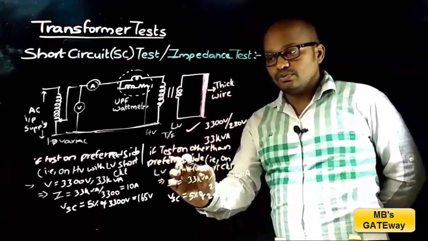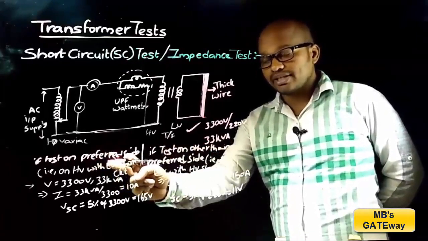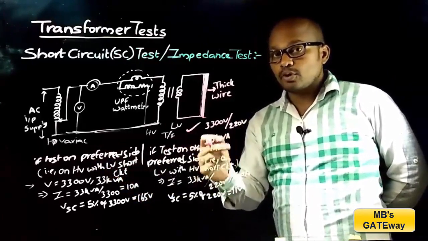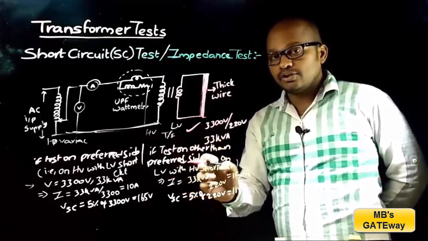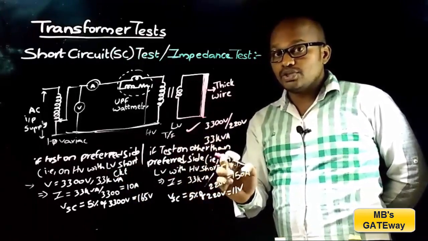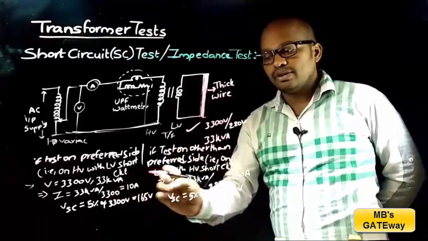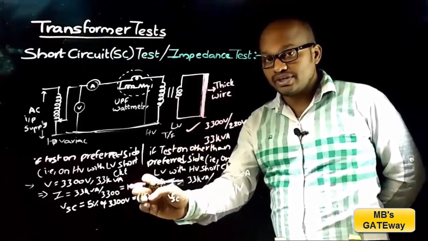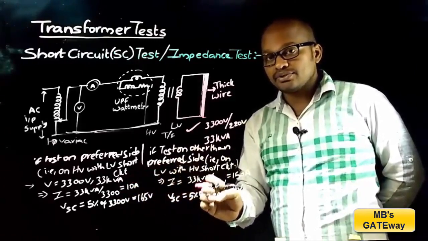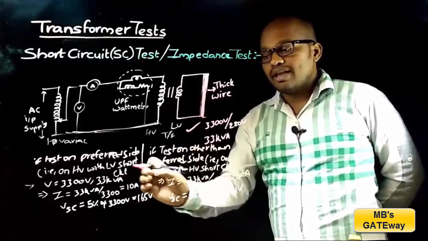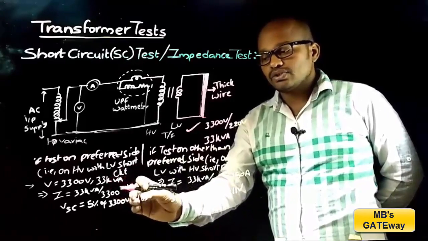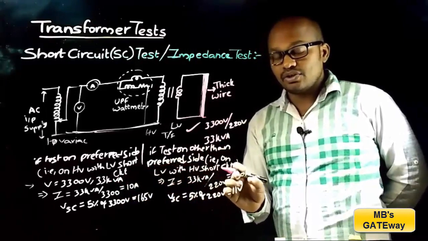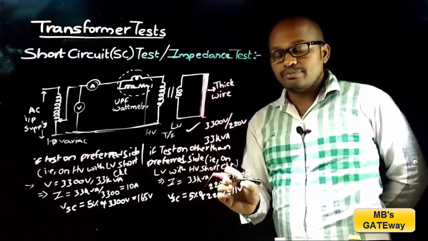Now compare these two. If the test is performed on the preferred side, the rated current to be applied is 10 amperes. Whereas if the test is performed on other than the preferred side, the rated current to be applied is 150 amperes, which is not readily available. And similarly, if you compare these two voltages, the accuracy of reading this voltage value is very high when compared with the accuracy of reading this voltage. As the accuracy in this case is good, the results obtained are accurate. Whereas in this case, as the accuracy is not good, the results will not be accurate.